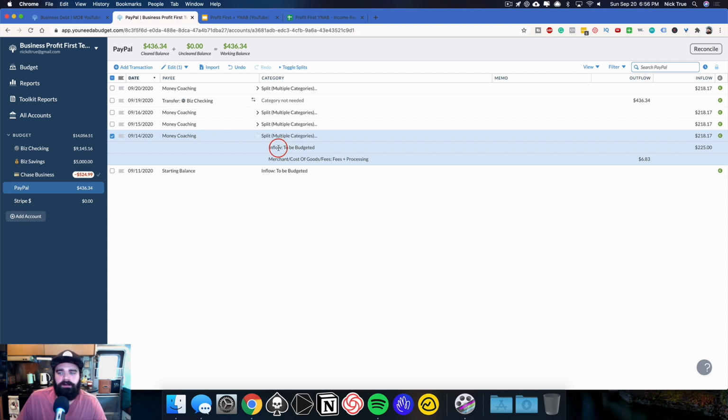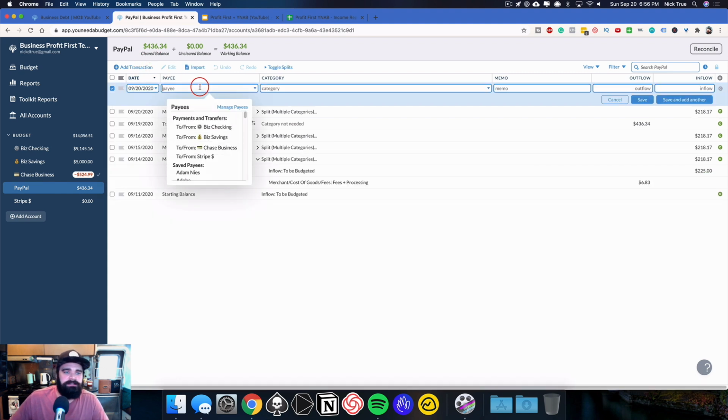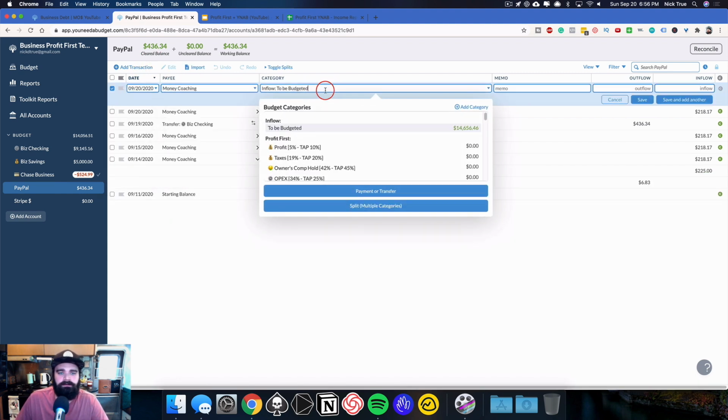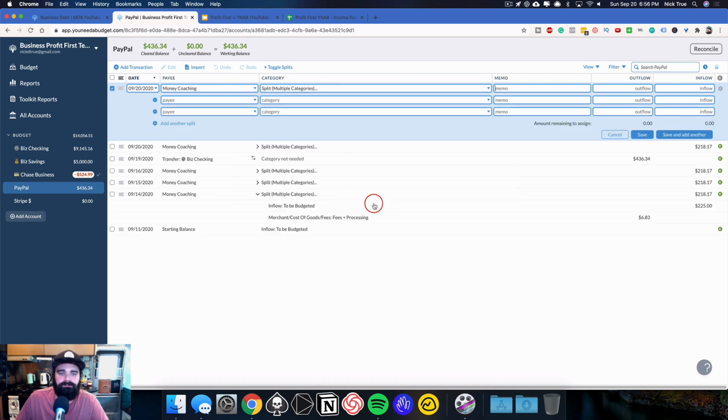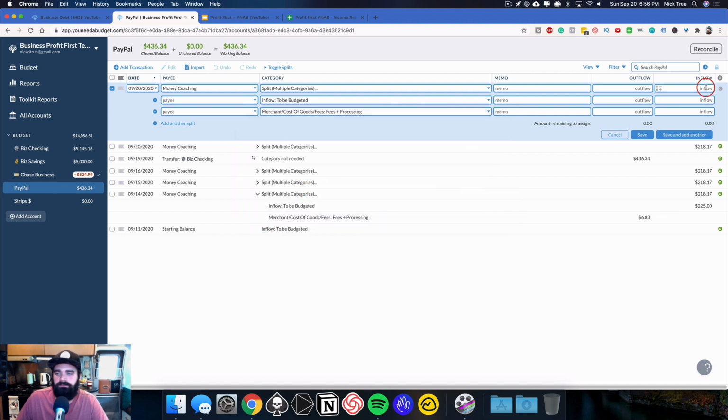Then what I do is that all of the revenue goes into To Be Budgeted. And then because I'm a little fancy and I like to track my fees and processing fees, I will actually do a split transaction and keep track of that. So if I add a new one, money coaching, instead of going to To Be Budgeted, I'm going to do a split: To Be Budgeted, and then I'm going to select fees and processing. Let's say what actually hits my account is $218.17, but I charge $225 and $6.83 as the outflow for my credit card processing fees. All right, so I've just done a split transaction in YNAB.